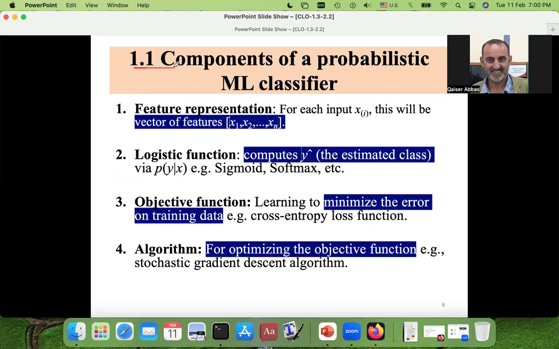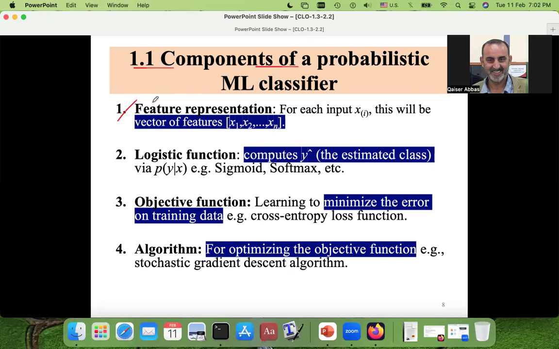Now, this slide is giving you a general idea about a probabilistic model, because soon we are going to start logistic regression. But before starting, we are learning some terms so that we will not have difficulty there. So logistic regression is a probabilistic model. Normally in machine learning, what are the main components of any probabilistic model? There would be 4 components.